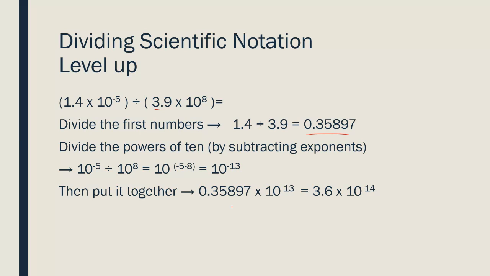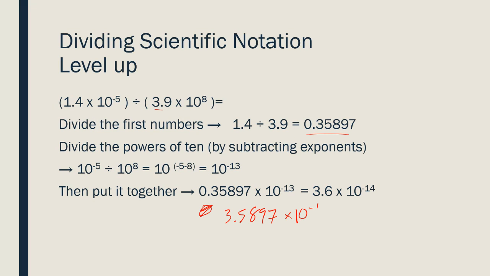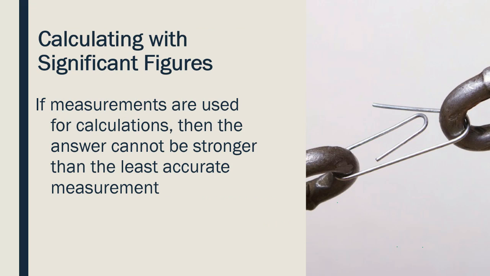And then when you combine them, hopefully you realize that this is the same as 3.5897 times 10 to the minus 1, right? Because we move that there. That's 10 to the minus 1. And 10 to the minus 1 times 10 to the minus 13, you add those up. Minus 1 and minus 13 is 10 to the minus 14. So I'm not certain that these couple things are necessary, but I taught them because this way you know it.